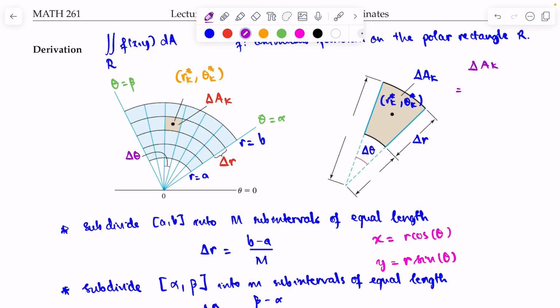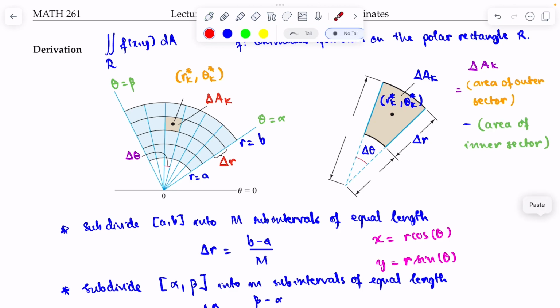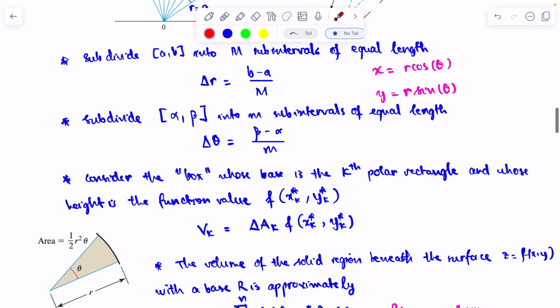Delta A_k can be evaluated by calculating the area of the outer sector minus the area of the inner sector. That gives us the area of this region. The area of a sector is given as follows: the area is equal to 1/2 r squared times theta.